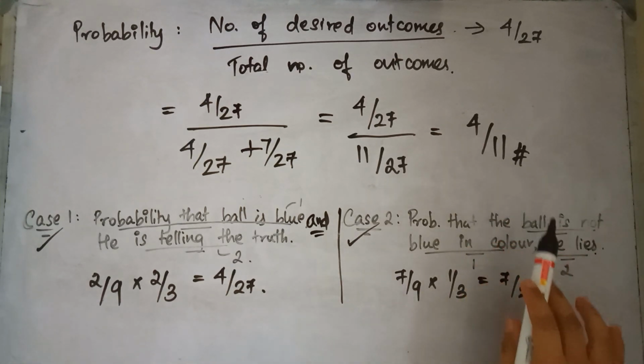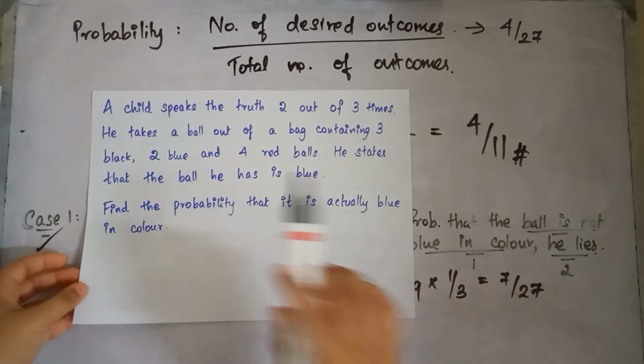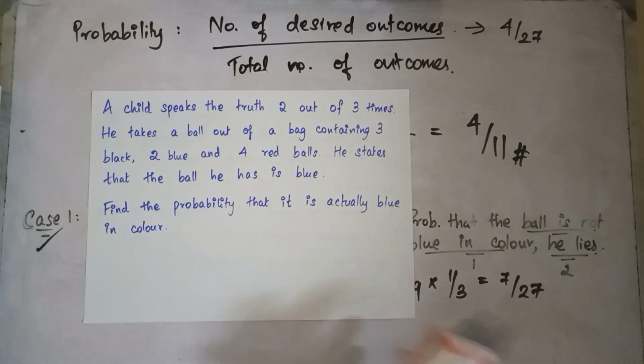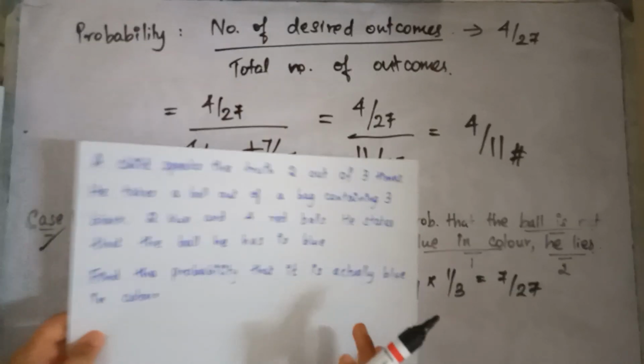So 4 by 11 is the probability that the ball is actually blue even though the child speaks the truth only 2 out of 3 times. So this is how you solve such a problem. I hope you followed me through because this is not an easy problem.